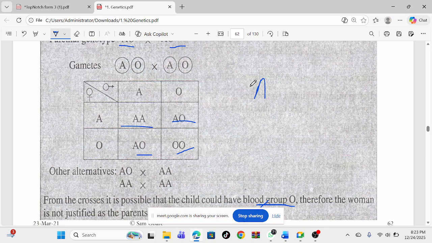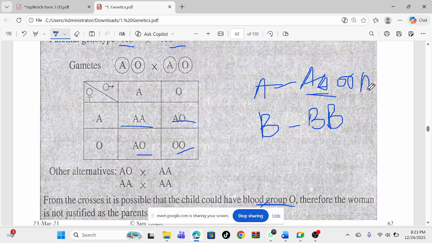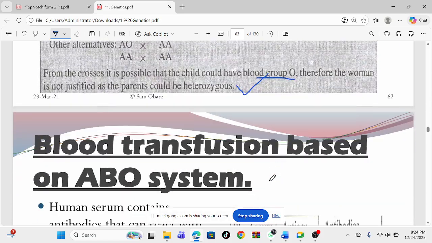Therefore, the woman is not justified as the parent could be heterozygous, because tusema blood group A, blood group B iko na homozygous and heterozygous. Homozygous ni wakati iko AA, BB inaitwa homozygous. That's homozygosity. Also, there is a possibility that they can be heterozygous. That is AO. This O is recessive ambayo inafichwa. So that's how you do it.